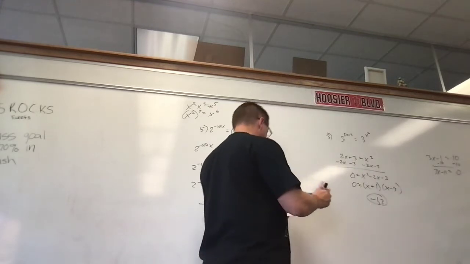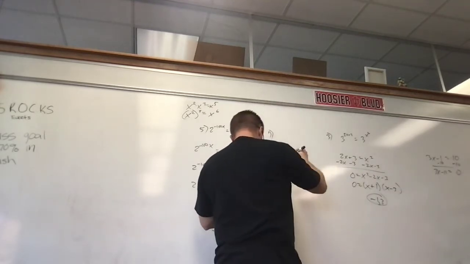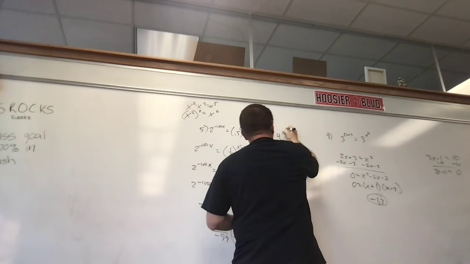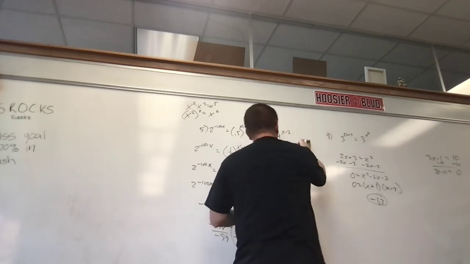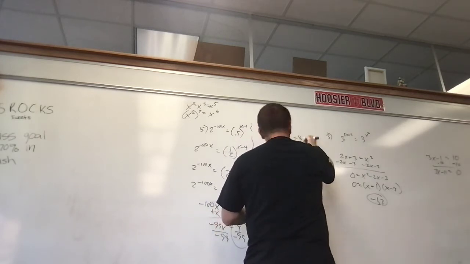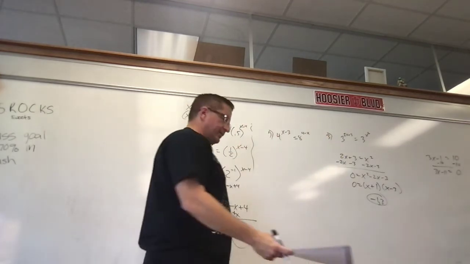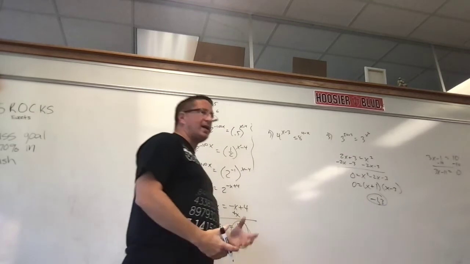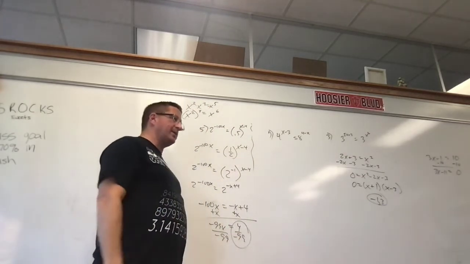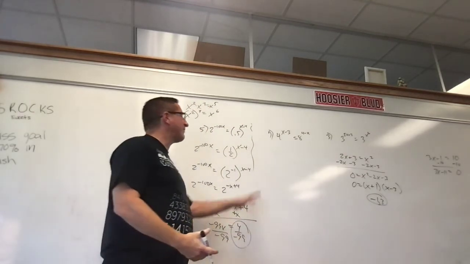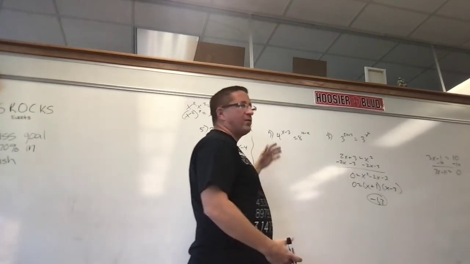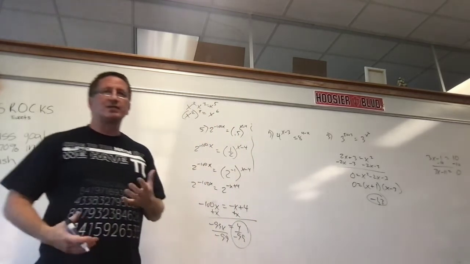Number 7, getting harder yet. 4 to the x minus 3 equals 8 to the 4 minus x. Okay? So, our bases are not the same. I want to make them the same. And you don't need to make 4 into 8 or 8 into 4. You don't need to do that. You just need to make them the same.